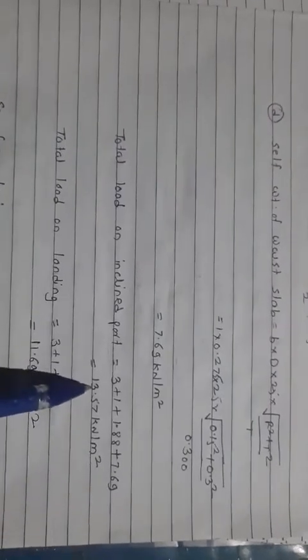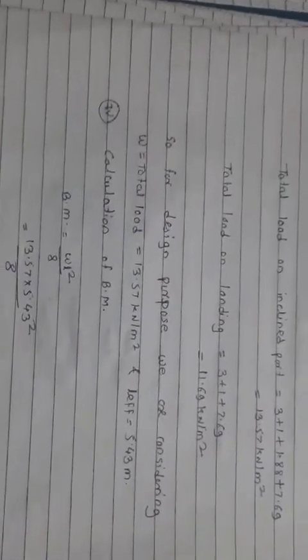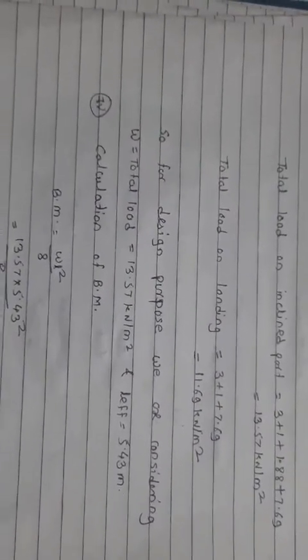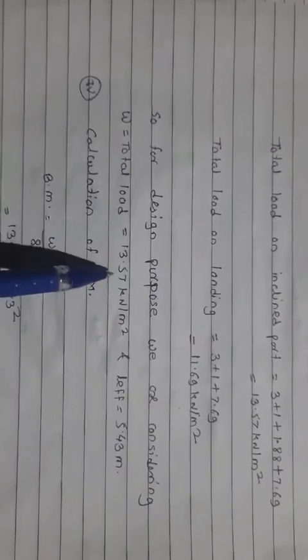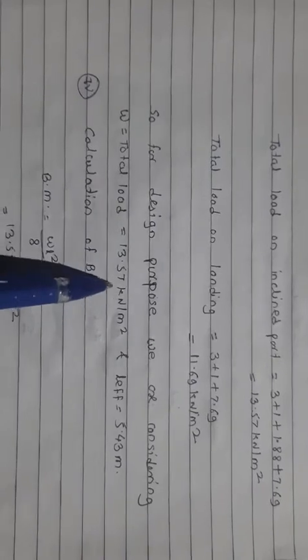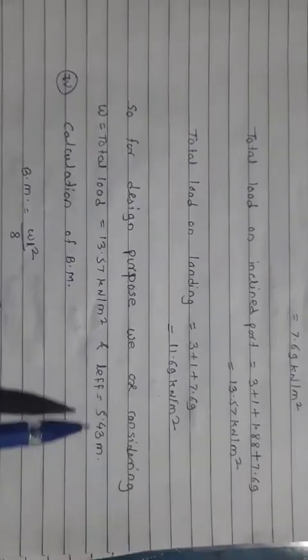Now here we have the load on the inclined part as 13.57, and the load on the landing as 11.67. For design purpose, what we have to consider is the greater of these two, that is, for the design purpose, total load will be considered as 13.57, and the effective span we have to consider as 5.43 meter.